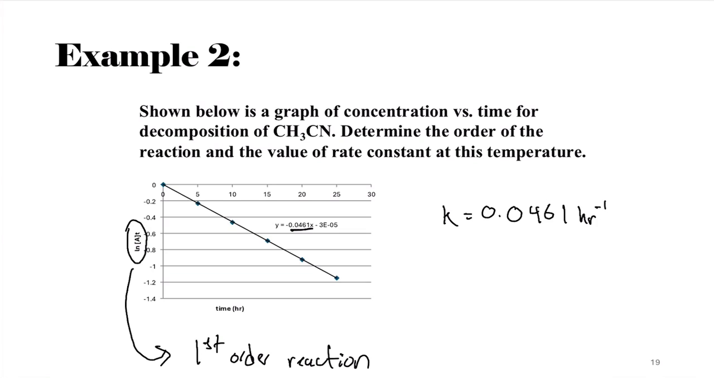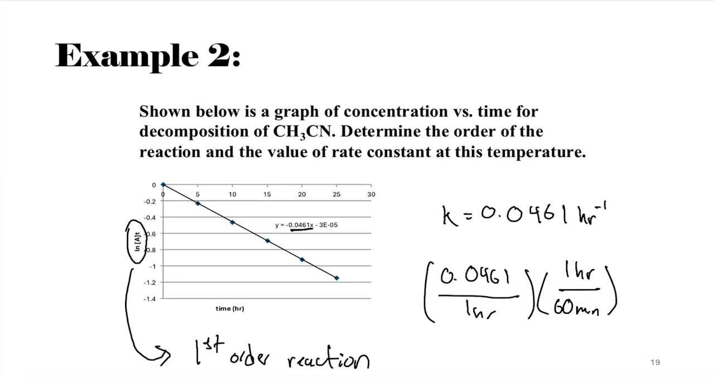If you wanted to convert this to seconds, how would you do that? 60 times 60. Maybe 0.0461 per 1 hour. Just do a unit conversion. 1 hour is equal to 60 minutes, and then 1 minute is equal to 60 seconds. Hours cancels out with hours, minutes cancels out with minutes, and all you're left with is inverse seconds when you do that. So the 60 times 60 in the denominator is going to give you the conversion to seconds. You don't have to do that for this problem, because this is just asking for whatever the value is.